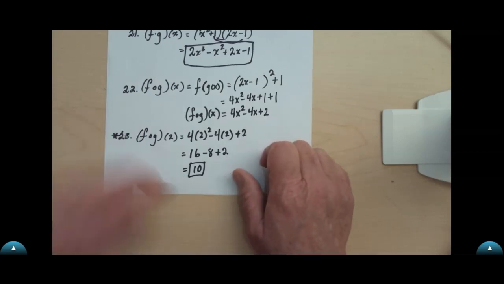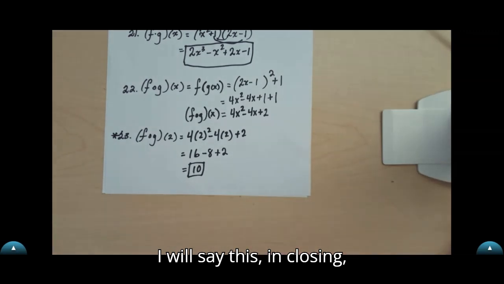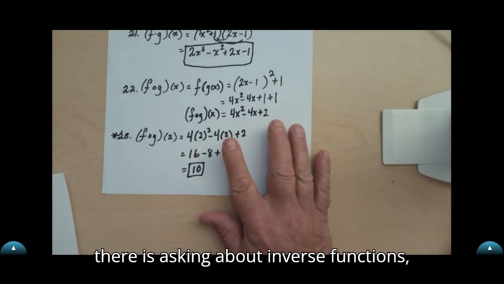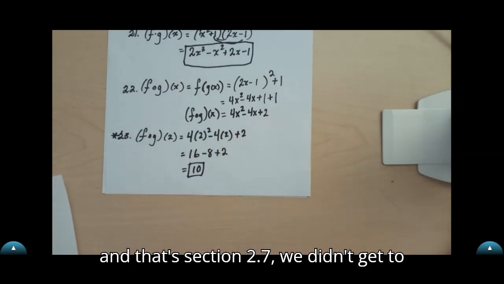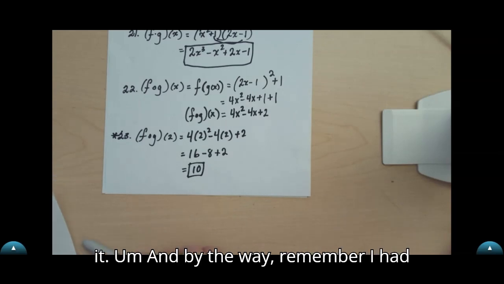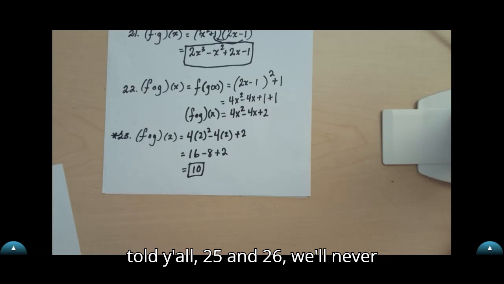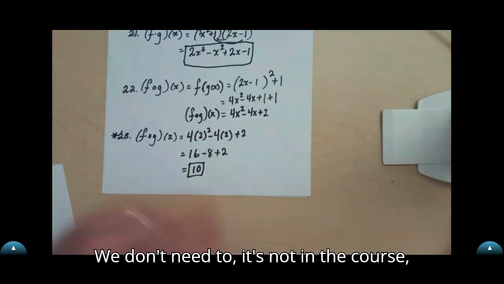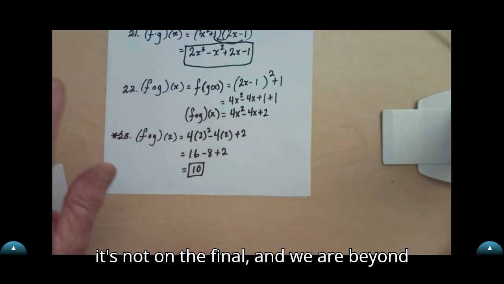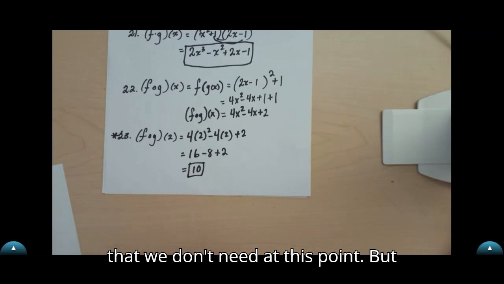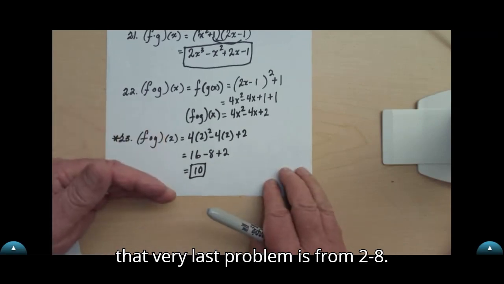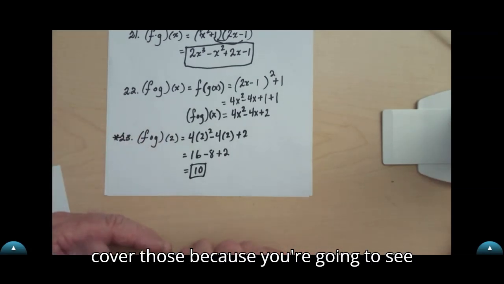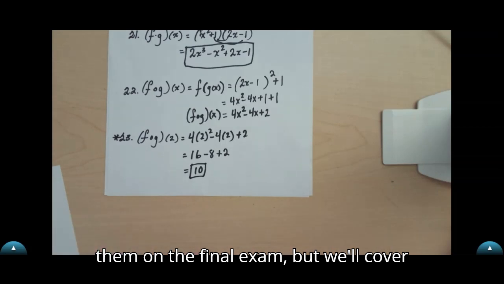Y'all see that? I will say this in closing, because this is the last thing that's on here, because the next problem that's on there is asking about inverse functions, and that's section 2.7. We didn't get to it. And by the way, remember I had told y'all 25 and 26, we'll never cover that. We're not going to cover it. We don't need to. It's not in the course. It's not on the final. And we are beyond the point of having time to cover things that we don't need at this point. But that very last problem is from 2.8. So problems 24 and 28, we will have to cover those because you're going to see them on the final exam, but we'll cover what you need for those.